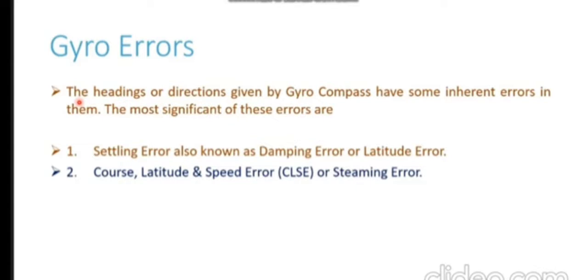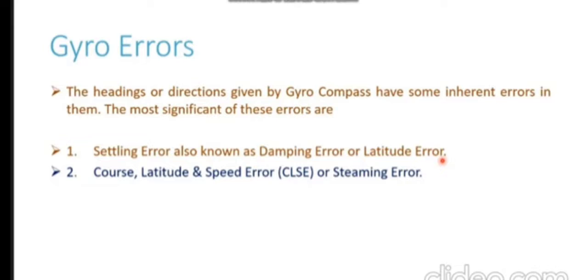So discussing on the same lines, the headings or the directions given by the gyro compass have some inherent errors in them. The most significant of these errors are: number one, the settling error, also known as damping error and also known as latitude error. The first error which we are going to discuss is represented by these three names: the settling error or the damping error or the latitude error.